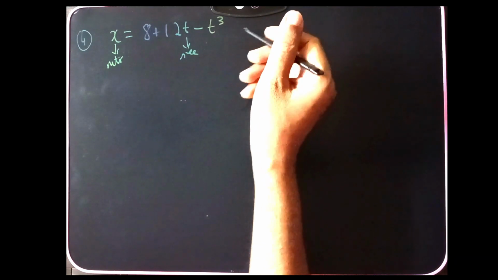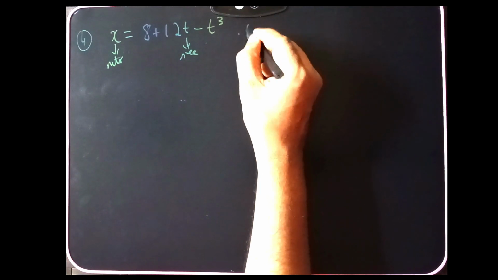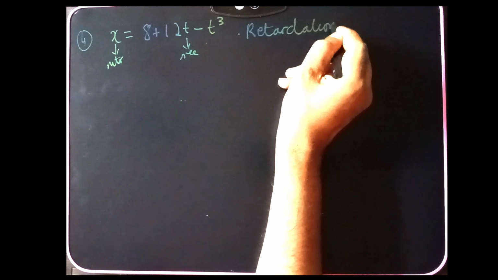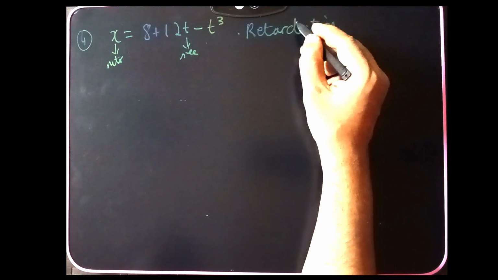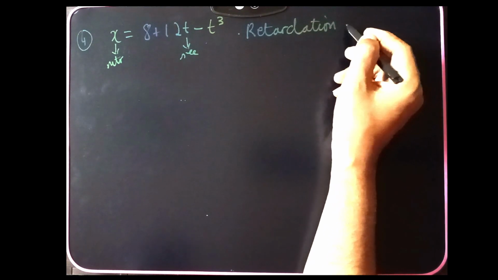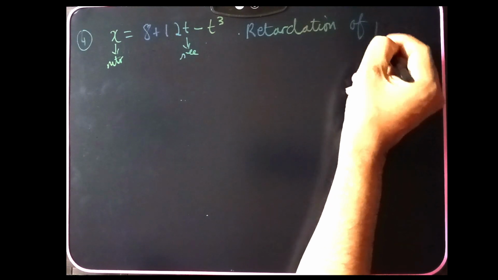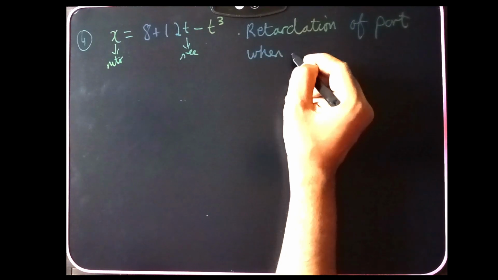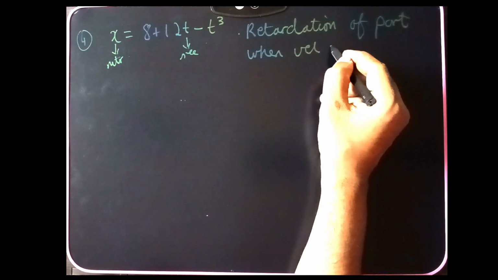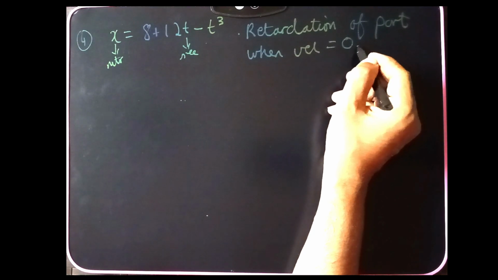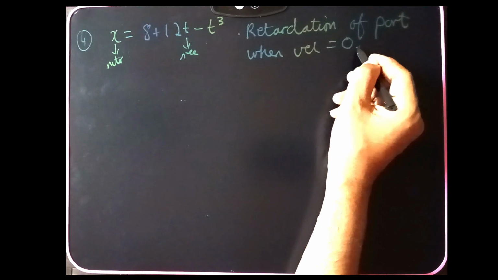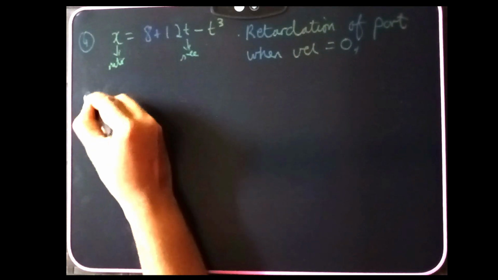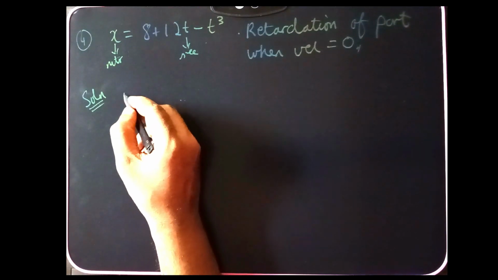What is it asking? Retardation of the particle when velocity becomes 0. What is the retardation of the particle when velocity is 0? So pause and try to solve it yourself first.